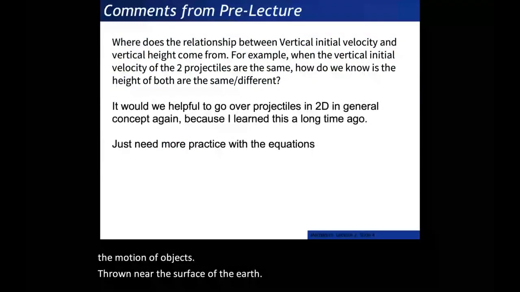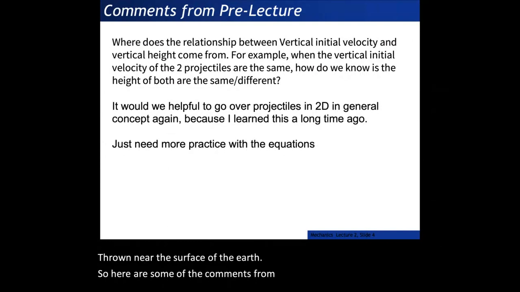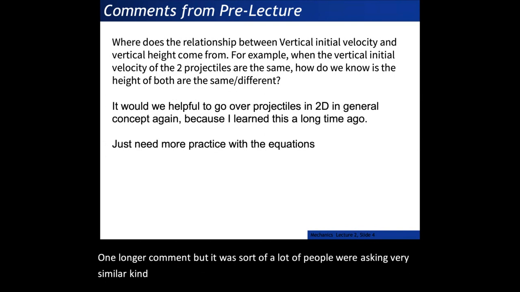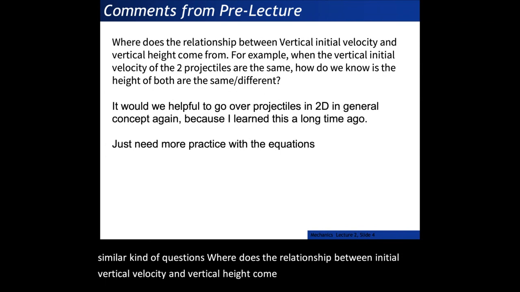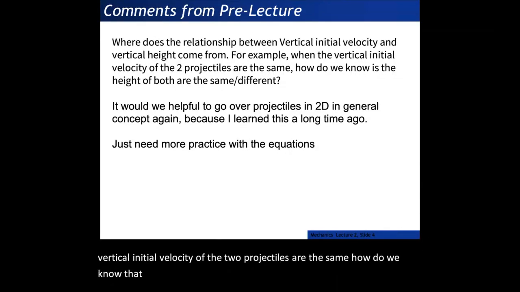Okay, so here are some of the comments from pre-lecture. One longer comment, but a lot of people were asking very similar kinds of questions. Where does the relationship between initial vertical velocity and vertical height come from? For example, when the vertical initial velocity of the 2 projectiles are the same, how do we know that the height of both will be the same or different?